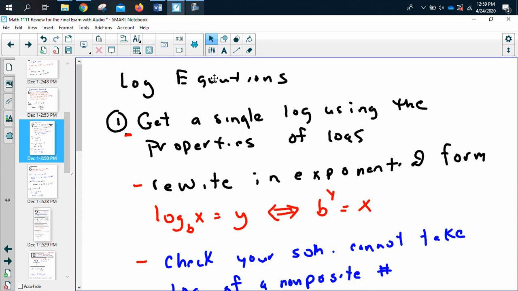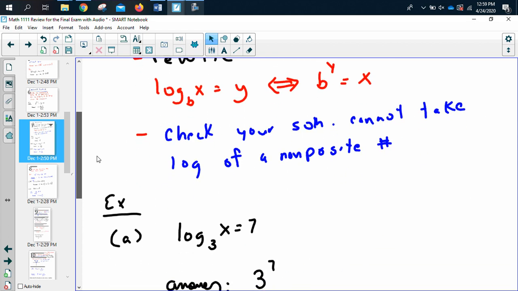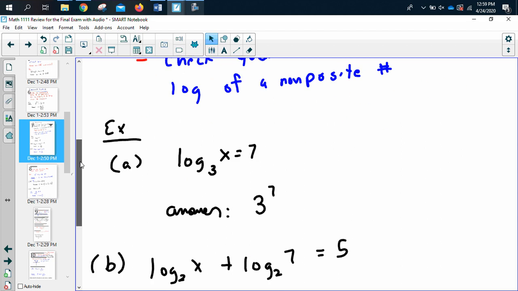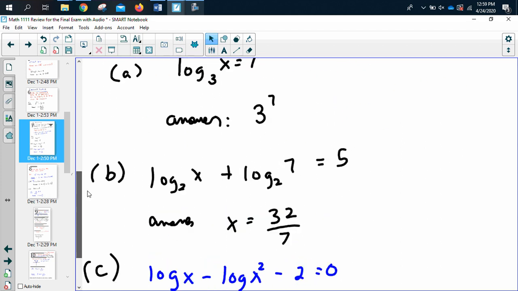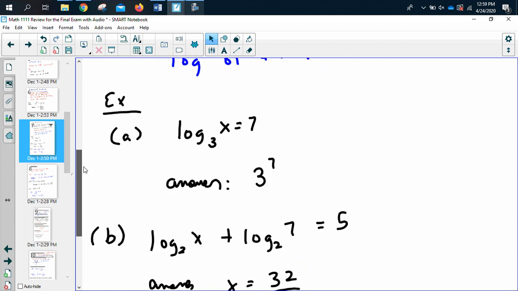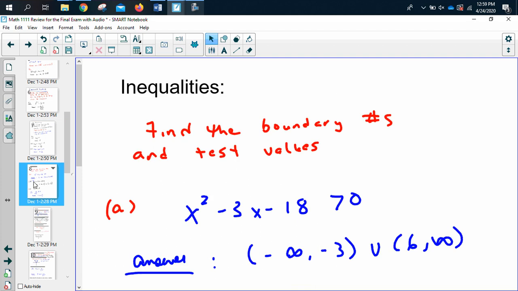We had log equations, so you want to get a single log using the properties of logs and rewrite in exponential form, and then you have to check that your solution does not make you take the log of a non-positive number. Whatever's in the argument must be greater than 0. Here's several examples with their answers, so please try those.